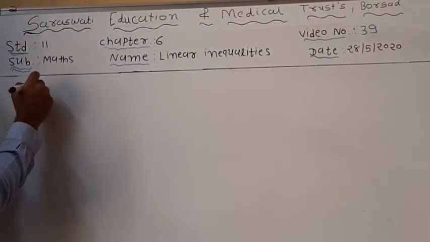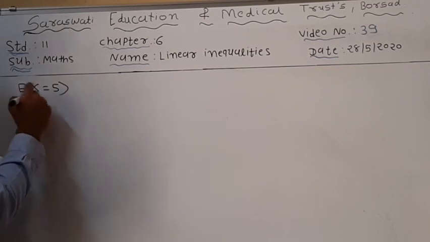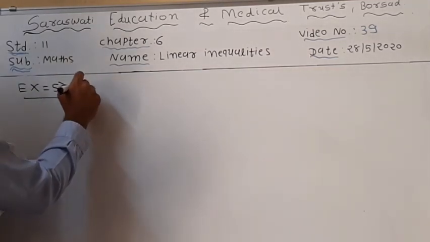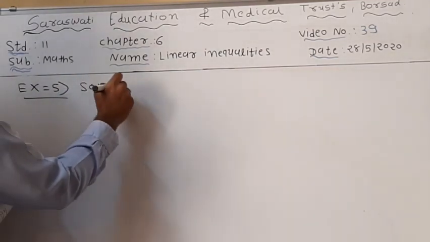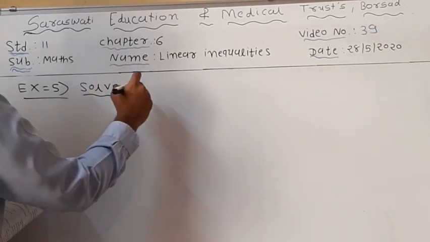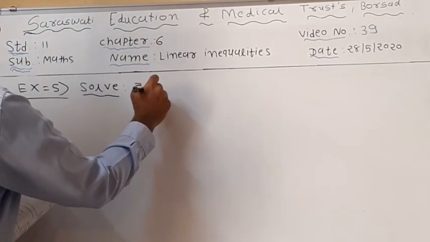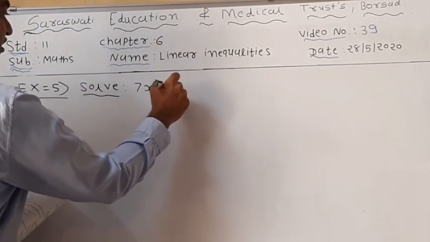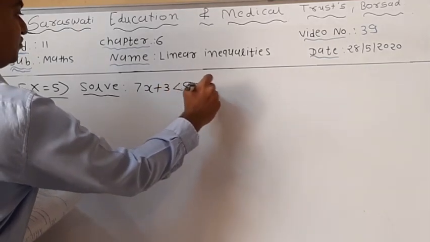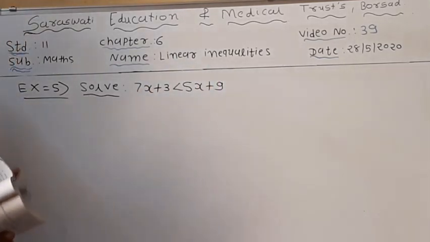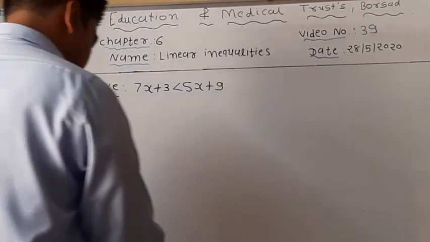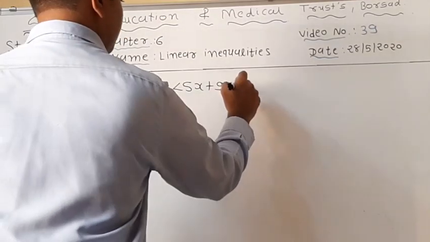Example number 5. Solve 7x plus 3 less than 5x plus 9. Show the graph of the solution on the number line.